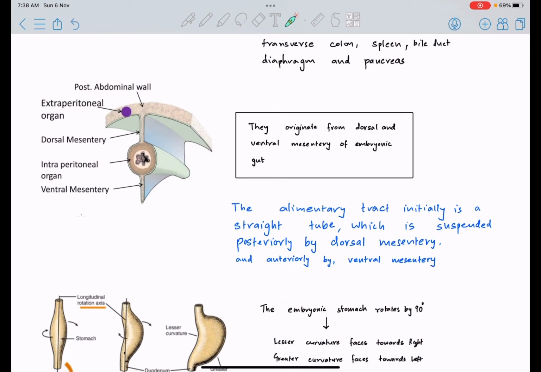These folds of peritoneum actually develop from something called the dorsal and the ventral mesentery. If you look at this diagram right over here, this is a straight alimentary tube which is formed in the embryo, and this alimentary tube is suspended from the posterior abdominal wall with the help of dorsal mesentery, and from the anterior abdominal wall with the help of ventral mesentery. So the dorsal mesentery and the ventral mesentery eventually give rise to the greater omentum and the lesser omentum. The alimentary tube is initially a straight tube which is suspended posteriorly by the dorsal mesentery and anteriorly by the ventral mesentery.